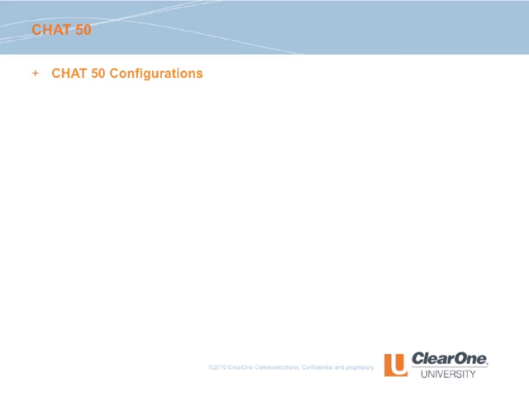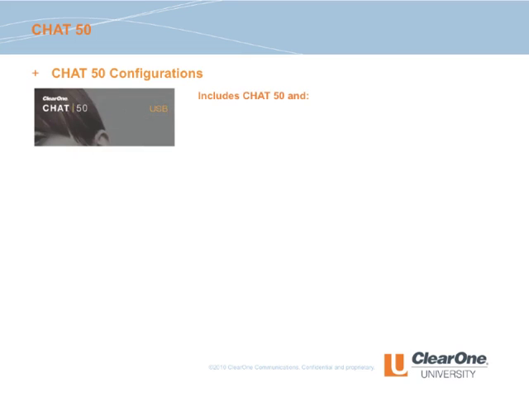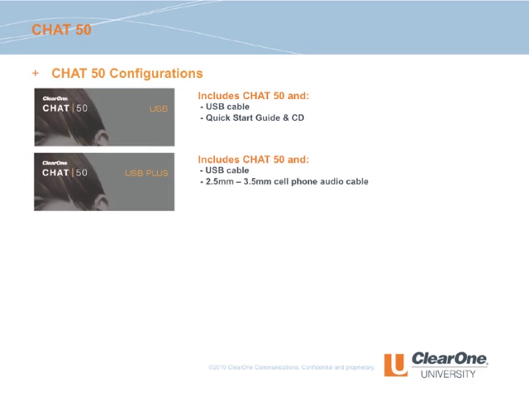There are several Chat50 configurations or bundles available from CleareOne. The Chat50 USB includes the Chat50 and a USB cable. The Chat50 USB Plus includes a Chat50, a USB cable, a 2.5mm to 3.5mm cell phone cable, and an external US power supply.